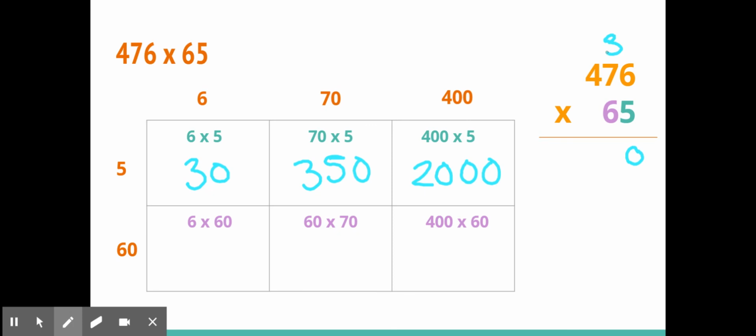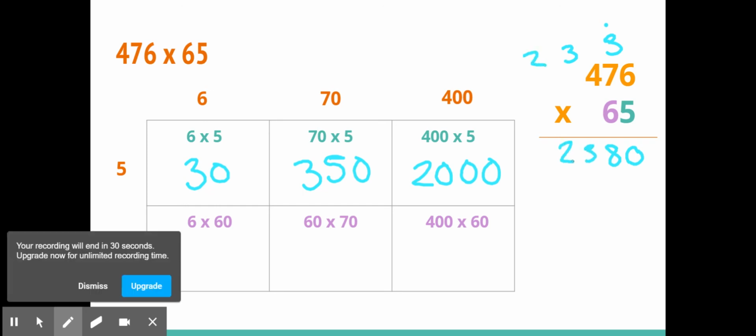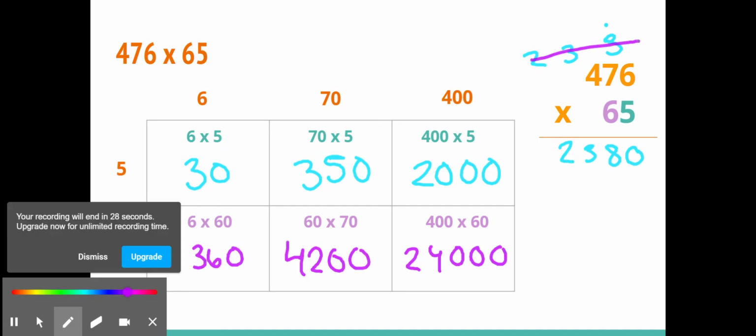I'm bundling that 30 ones into 3 tens. 7 tens times 5 ones will give me 35 tens plus this 3 tens from before. So that's 38 tens, bundling that 30 tens into 300s. 5 ones times 4 hundreds is going to give me 20 hundreds plus those 3 from before. So I can have 2,000.